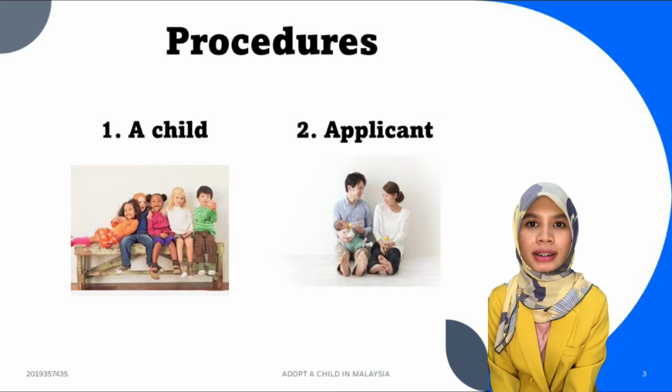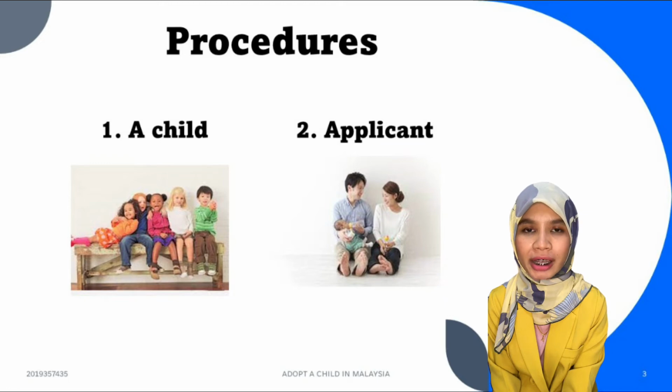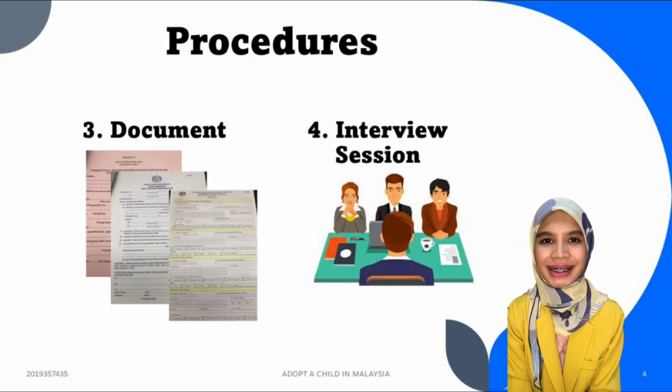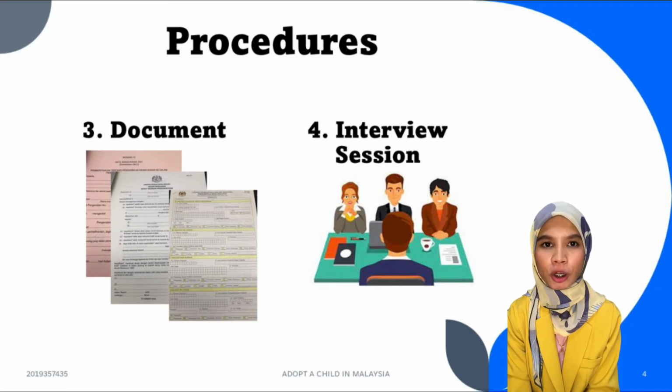Yes, if you are single, not married, but want to adopt a child, you must be 25 years and above, or at least 18 years older than the child you want to adopt. The third procedure to adopt a child is that we must have documents. For the document requirements, first you must fill in the application form for the registration of adoption.